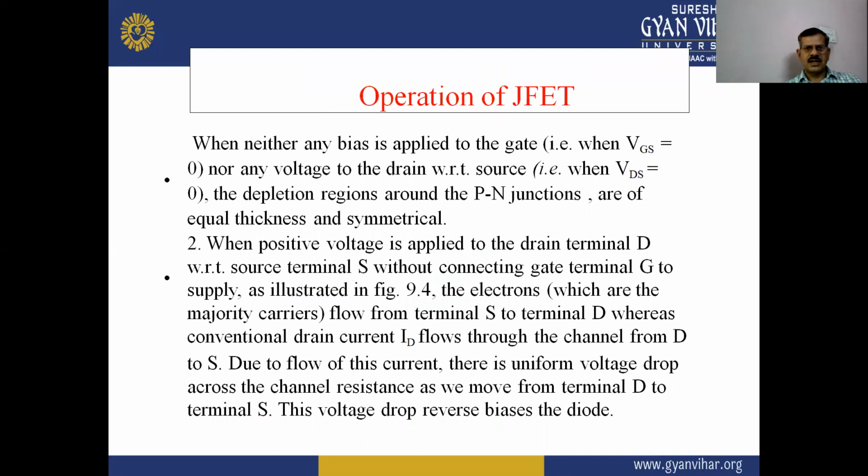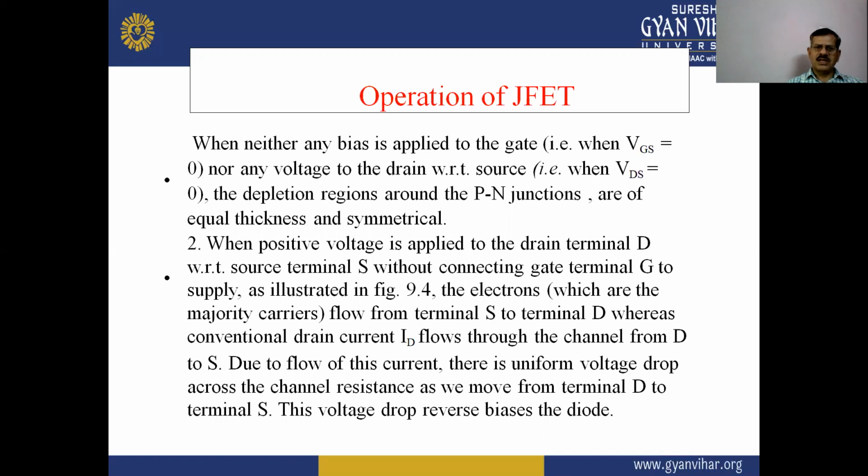When no bias is applied to the gate, that is when VGS equals 0, nor any voltage to the drain with respect to source, that is when VDS equals 0, in that case the depletion regions around the PN junctions in this circuit diagram are of equal thickness and symmetrical.